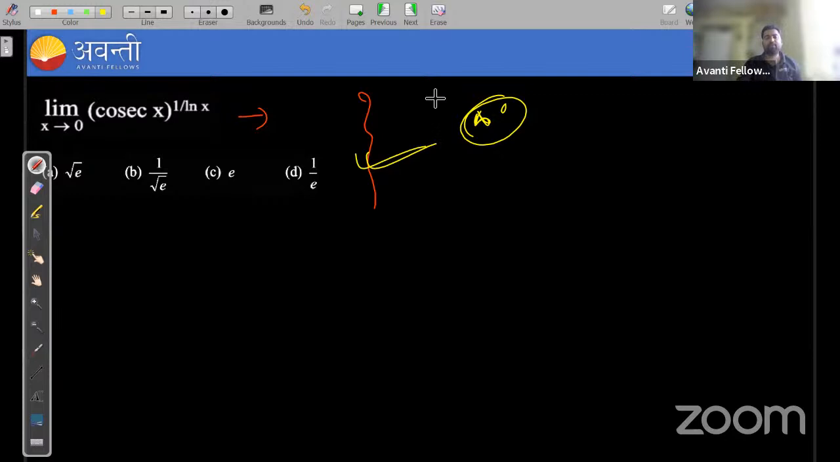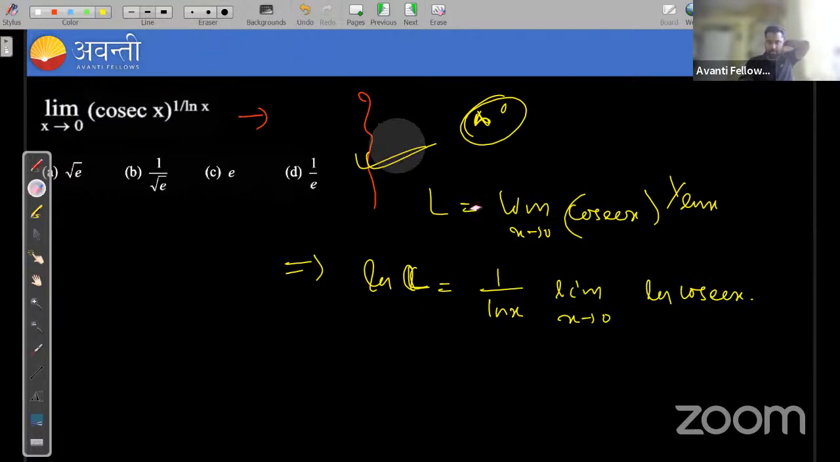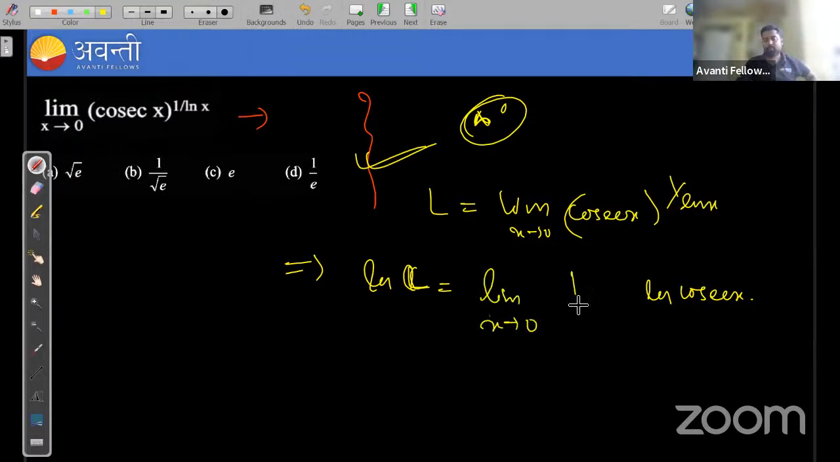Okay, how will we solve this question? We can solve this question by taking the log. So I am taking L equal to limit x tending to 0 of (cosec x) whole to the power 1 upon ln x. If you put log on both sides, this will be ln L equal to limit x tending to 0 of 1 upon ln x into ln of cosec x.